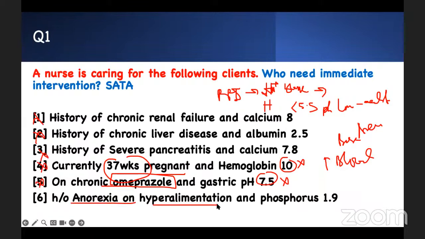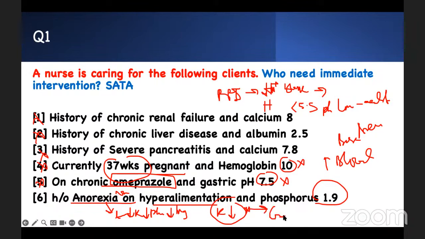Anorexic patient on hyperalimentation and a low phosphorus. Anorexic patient, when they come in, this is anorexia nervosa. When they come in, your potassium is low, phosphorus is low, magnesium is low. When they come in, low potassium is the most important. That's why we put them on a cardiac monitor so that they don't go into cardiac arrhythmia, and we replace their potassium. When you start feeding them, that's hyperalimentation, all of this is going to go down. If phosphorus goes down too low, like 1.9, this is what we call refeeding syndrome.